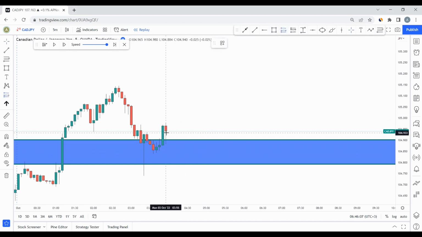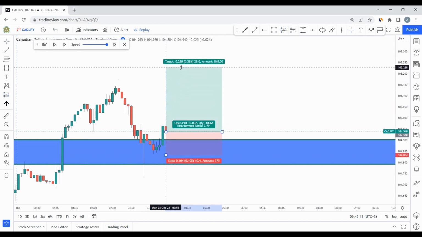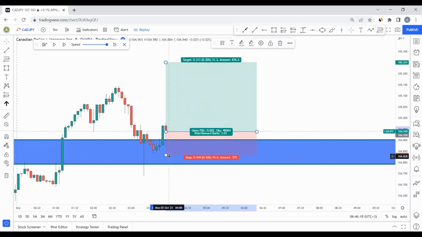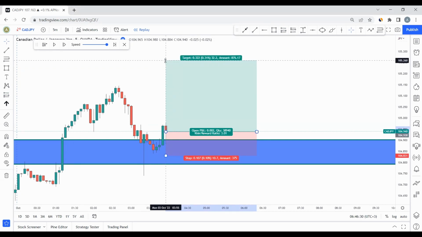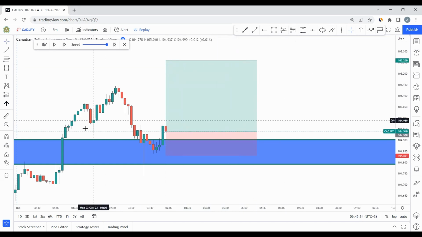So we're going to take our trade from the current price, and then we want a 1 to 3, right? Remember, I've advised you to use 1 to 3 so that you can be profitable over a long period of time, right? I'll explain that in detail in a different video. So I'll just set a 1 to 3 here.